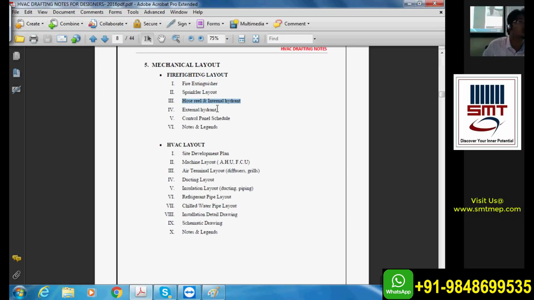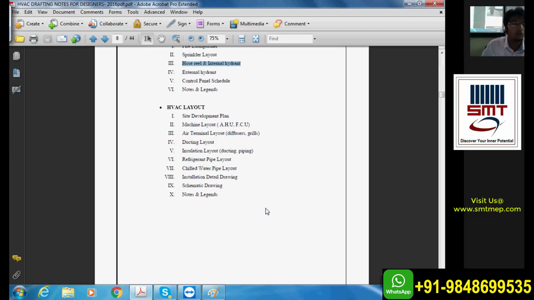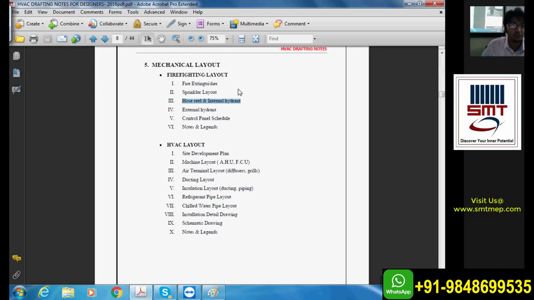Then you have the external hydrant, that is what is set outside. It will be there inside a cabin, a red color box for emergency purpose. There will be a hose reel in that. Then there's a control panel schedule at the end or the beginning of every ground floor basement. You have a firefighting control panel system. It will also include notes and legends. Lastly, what we are going to deal with is the HVAC layout, and inside this firefighting layout, highlight extinguisher, sprinkler layout, hose reel and hydrant, external hydrant. In general you should know what you will find inside every layer that is going to be drawn.